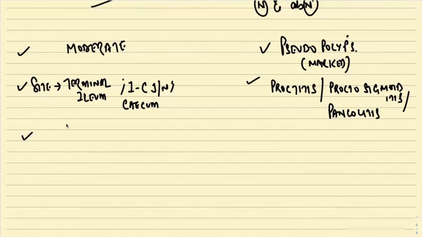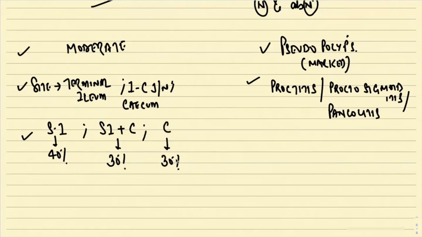Now remember one important thing. In Crohn's disease, the involvement of the small intestine only is seen in 40% of the cases. The involvement of small intestine plus colon is seen in 30% of the cases, whereas the rest 30% might show just the colonic involvement only. Okay, is this clear to everyone?